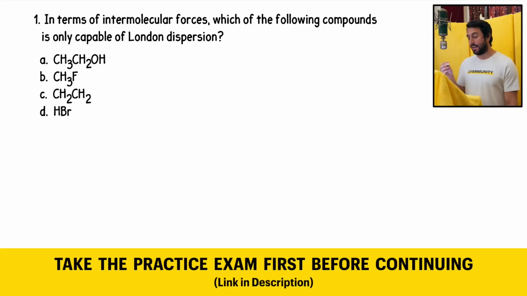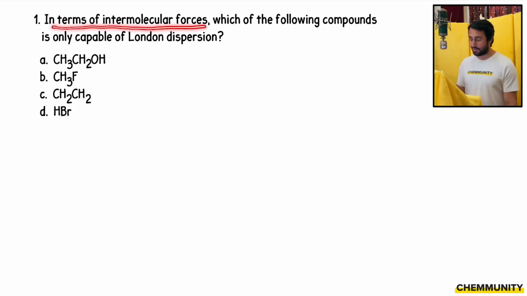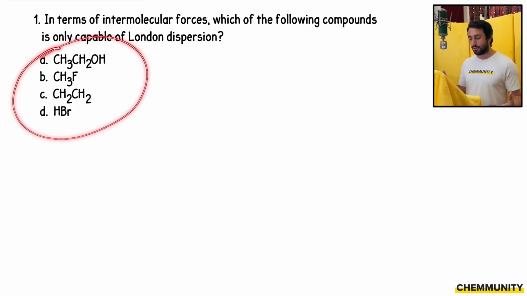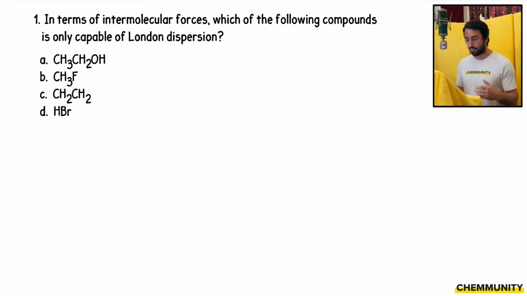Question number 1 says, in terms of intermolecular forces, which of the following compounds is only capable of London dispersion? So we have different kinds of intermolecular forces possible. There could be molecules that do dipole-dipole interactions, for example, but one of these is only capable of London dispersion. In order to check out what's going on, we want to draw these molecules out so we can identify what kinds of bonds are present.